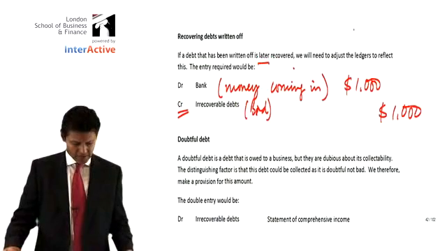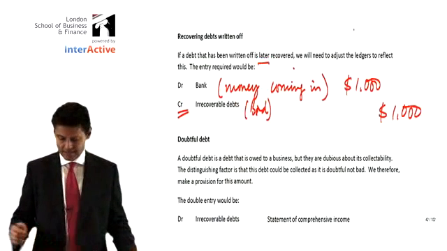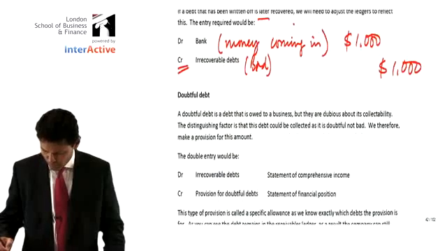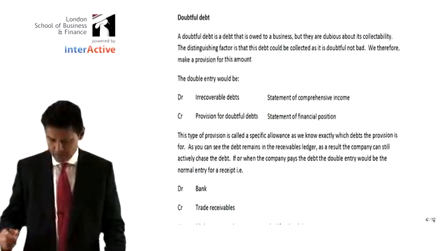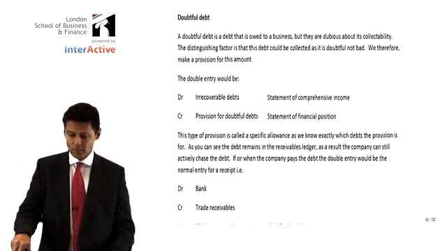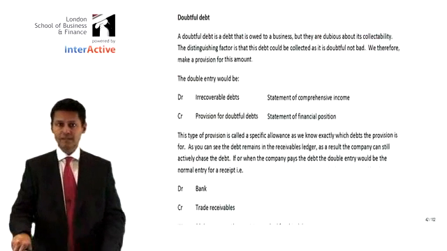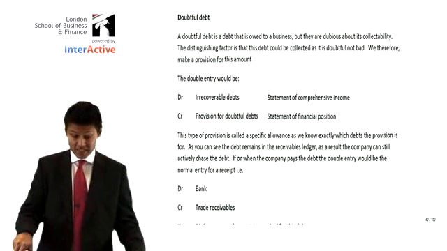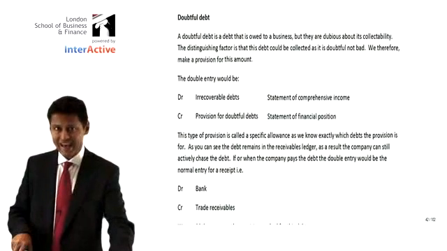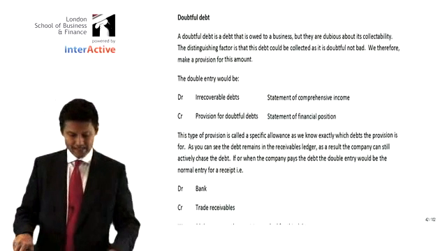Now, how about if you have doubtful debts? Let's read on. We've dealt more or less completely with irrecoverable or bad debts. We're now moving into doubtful. In other words, the level of certainty of it going bad is a bit less than had it been a bad debt.